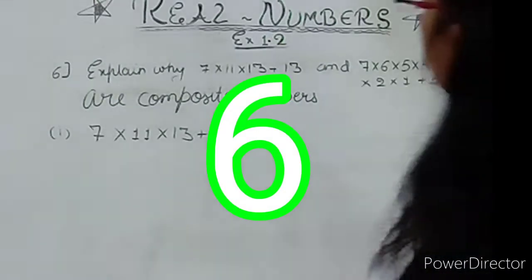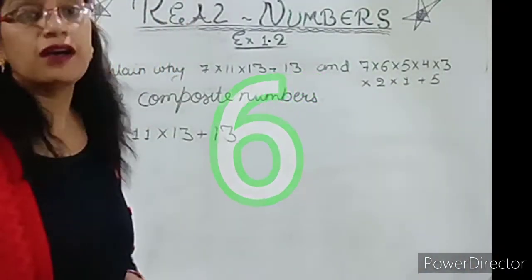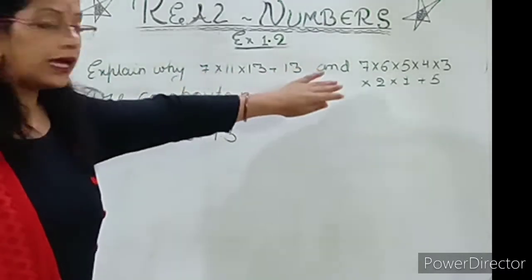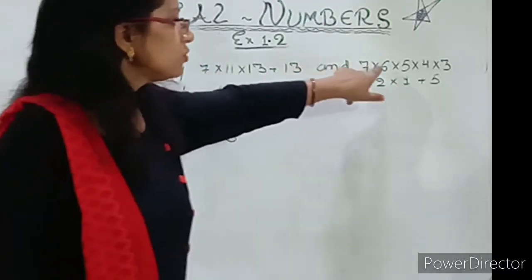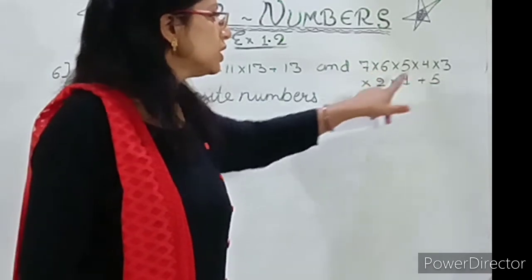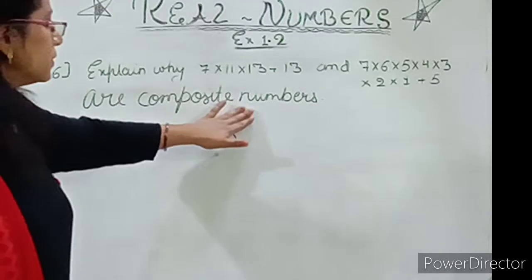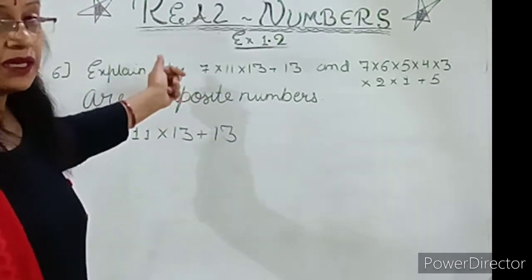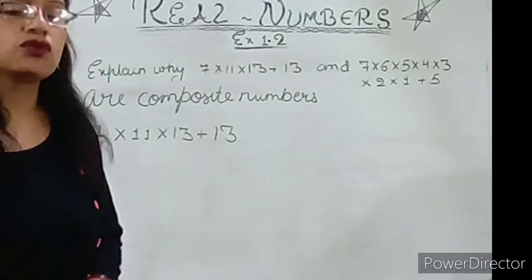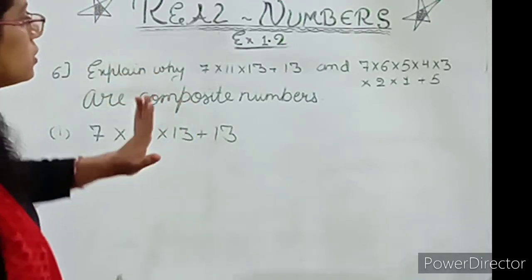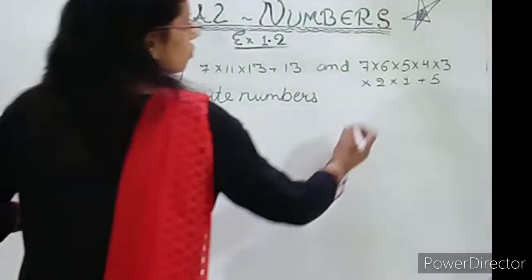Now question number 6 is: explain why 7 into 11 into 13 plus 13, and the second number 7 into 6 into 5 into 4 into 3 into 2 into 1 plus 5, are composite numbers. हमें करना है कि explain why these two are composite numbers. ये दोनों composite number क्यों हैं? We have to explain this. And what are composite numbers? I told you previously also.